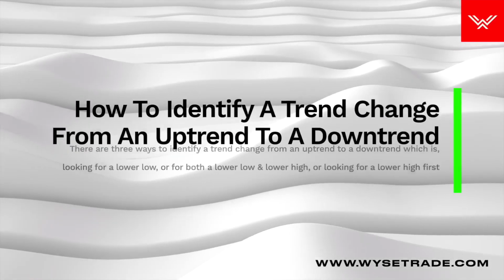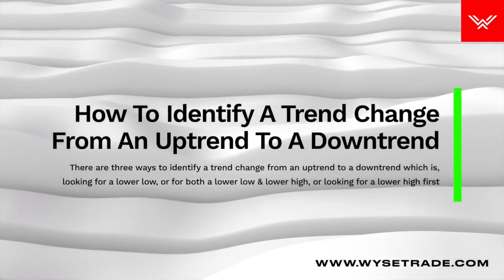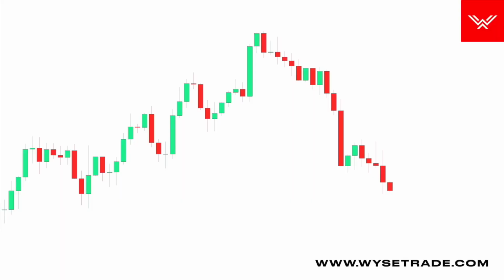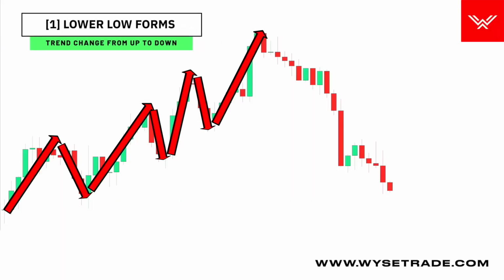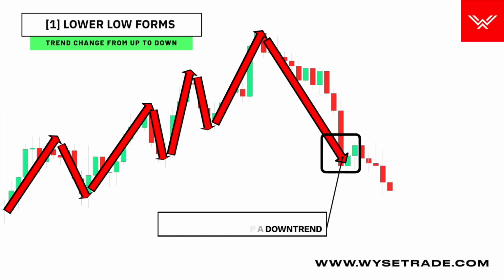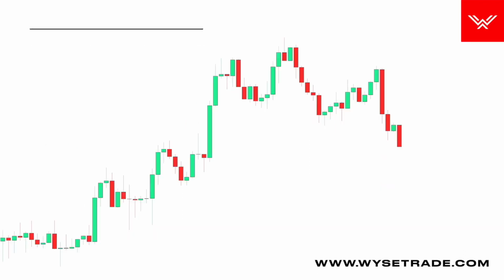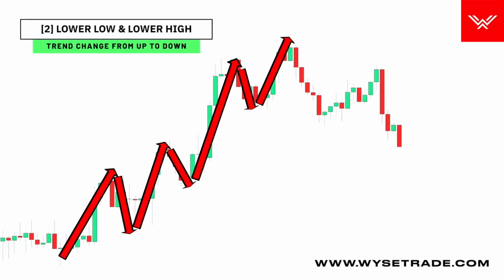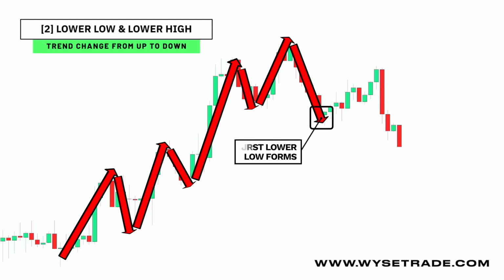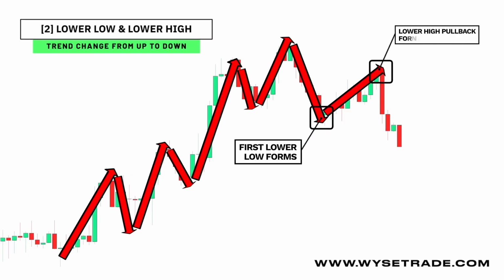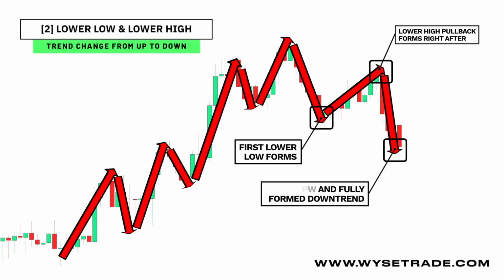So now, how do you identify a trend change from an uptrend to a downtrend? Type 1. You have your moving uptrend through the higher highs and higher lows before a lower low forms, signaling a trend change from an uptrend to a downtrend. Type 2. You have your moving uptrend through the higher highs and higher lows before you have a lower low form, followed by a lower high pullback before the full trend change breakout and lower low.